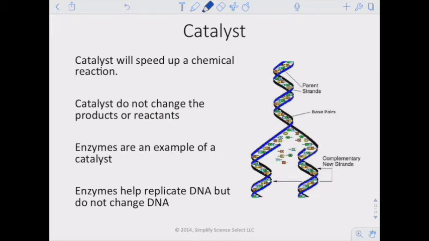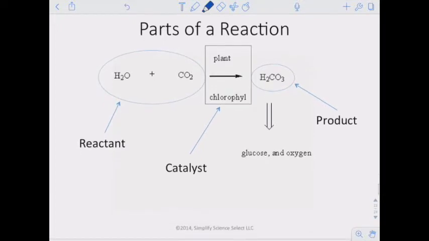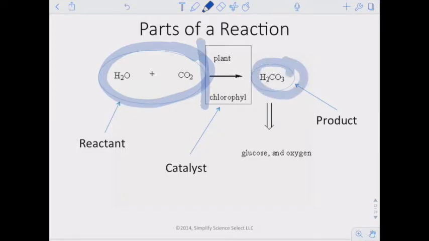Enzymes are an example of a catalyst, and enzymes help replicate DNA but do not change the DNA. So you should kind of pick up on that from biology. When we're looking at a chemical reaction, we have our reactants, we have our products, and then catalysts are going to go above or below the arrow. And so when we look at this, this is how the structure of a chemical reaction will take place.